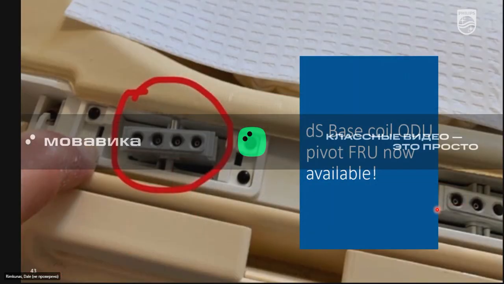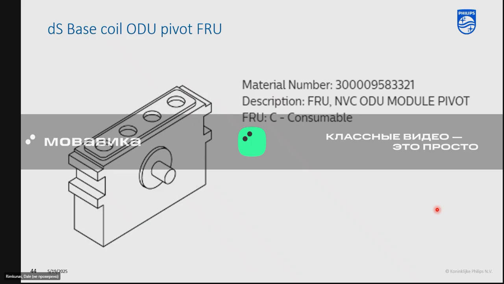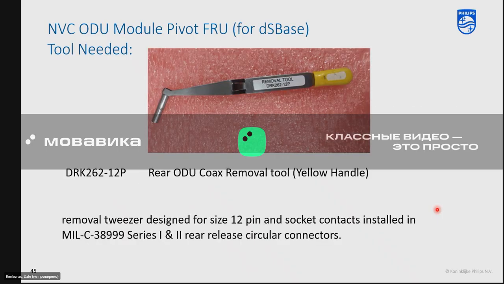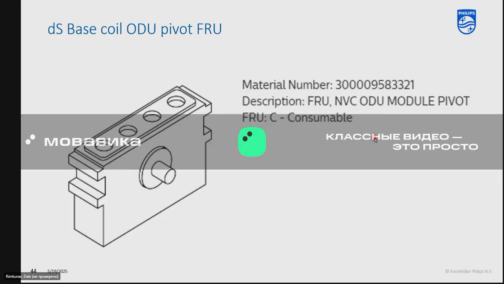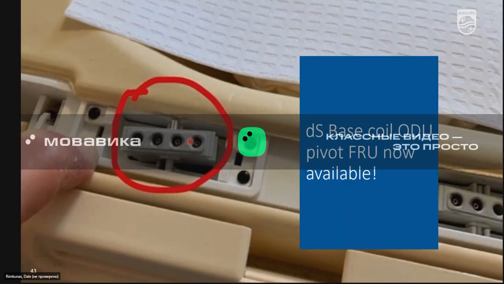I just want you to be aware, if you see this broken, and people have requested this as an FRU for years and we finally got it, here's the part for it, and you need this tool in order to do it. It pops in from behind and allows you to remove the coax connectors that go inside right here. They're very short, which is why you need the tool to pop them out. You don't have a lot of room to work with.